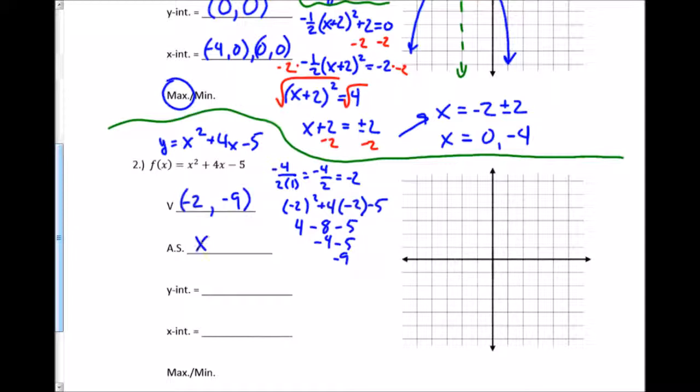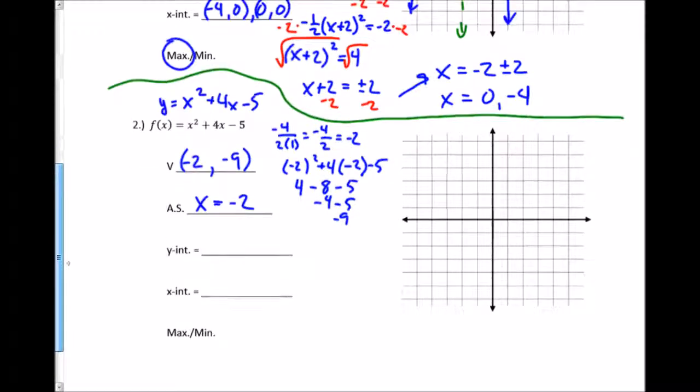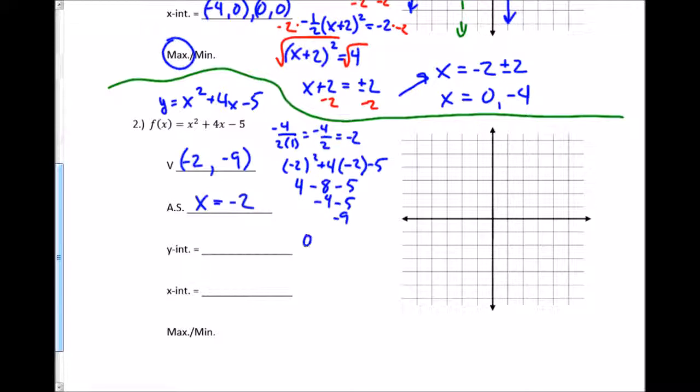The axis of symmetry is always x equals the x value from the vertex. For the y-intercept, I plug a 0 in for x. Also in standard form, it's always the c value, the constant term. When I plug that 0 in, I get -5. So again, that's the ordered pair (0, -5): 0 in for x, -5 out for y.